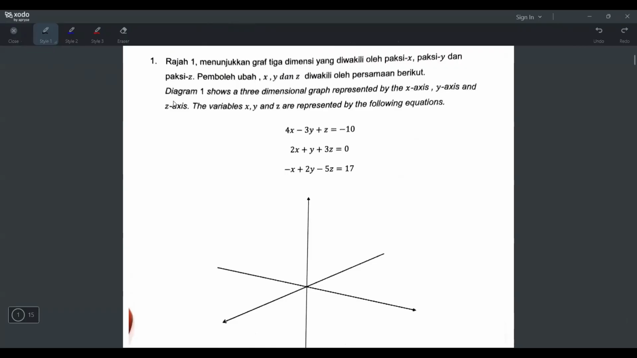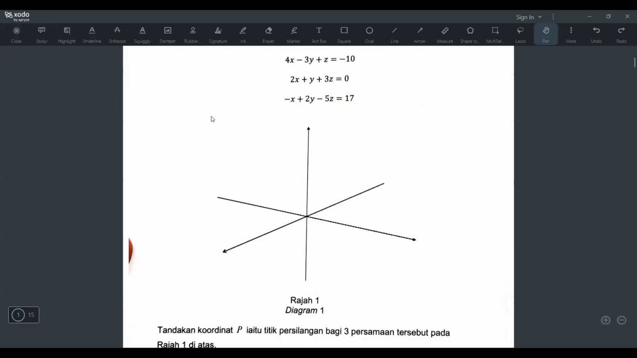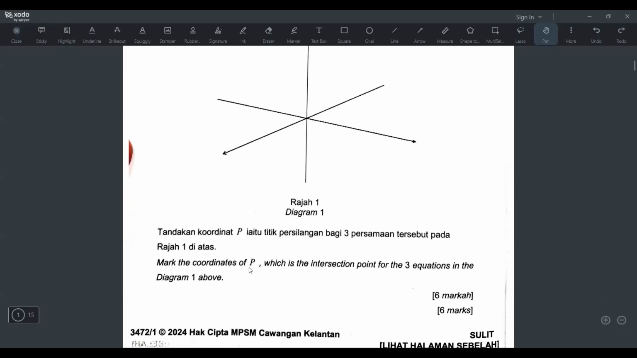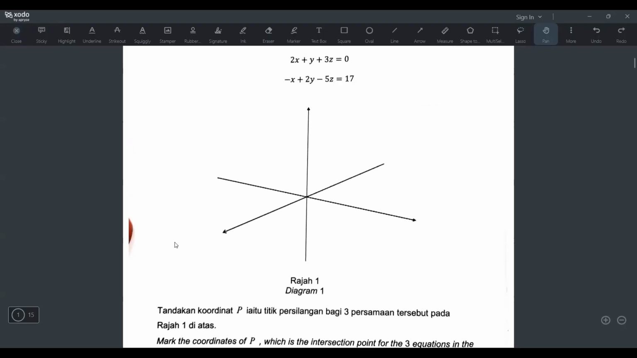Number 1. Diagram 1 shows a three-dimensional graph represented by the x-axis, y-axis and z-axis. The variables x, y and z are represented by the following equations. So they give us three linear equations, and they all have three variables x, y, z. You learned how to solve this before in Form 4. Then they say mark the coordinates of P, which is the intersection point for the three equations in Diagram 1 above.